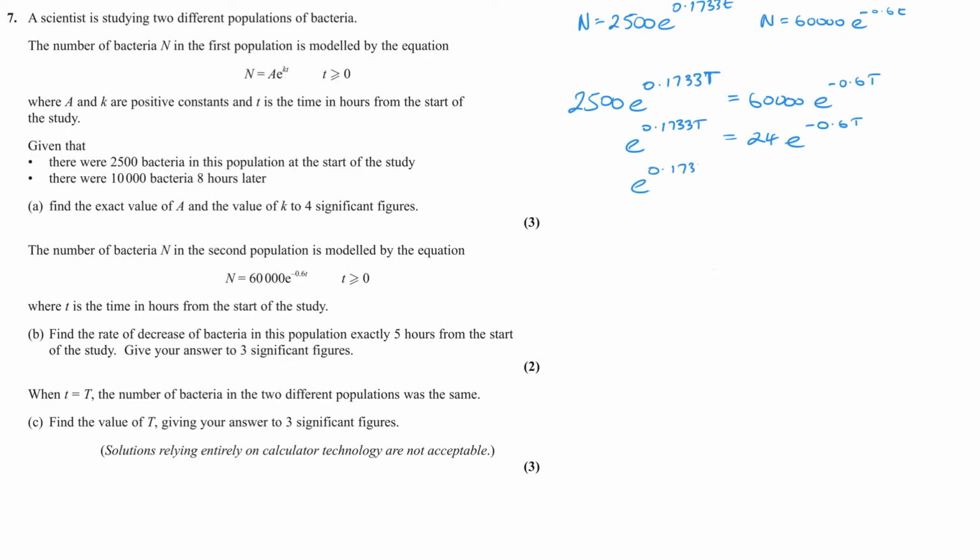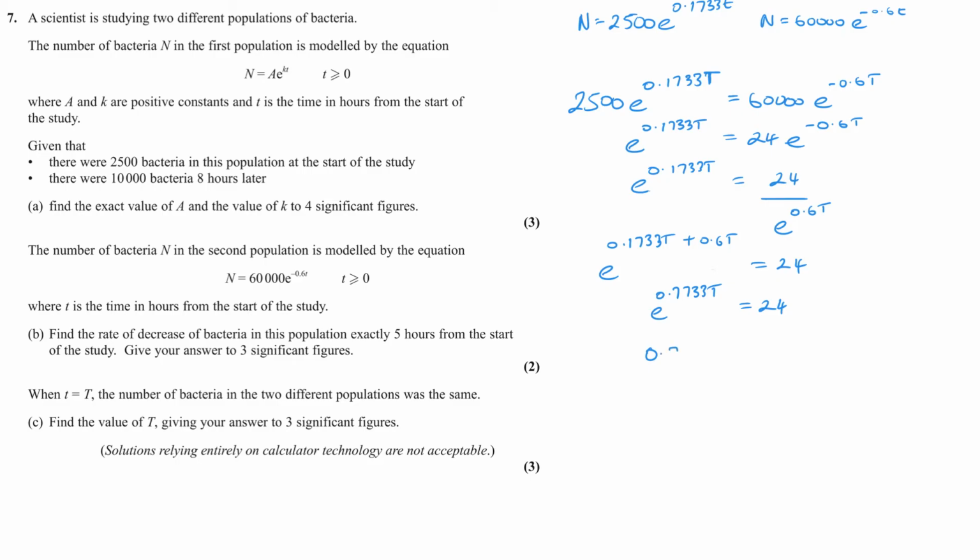Now, dealing with these, a negative power is like 1 over, isn't it? So e to the 0.6t. And then times by this to the other side. So e to the 0.1733t plus 0.6t, because we can put them both together then. So that gives me e to the 0.7733t equals 24.